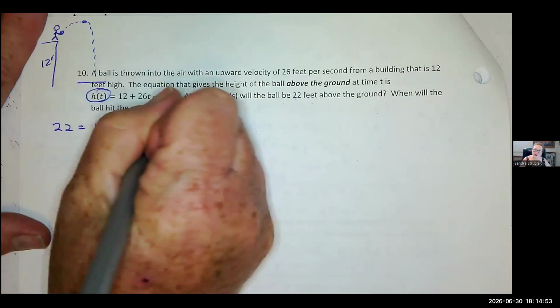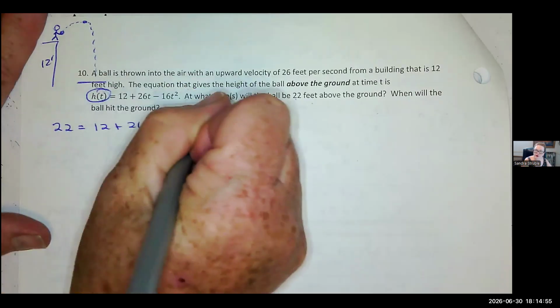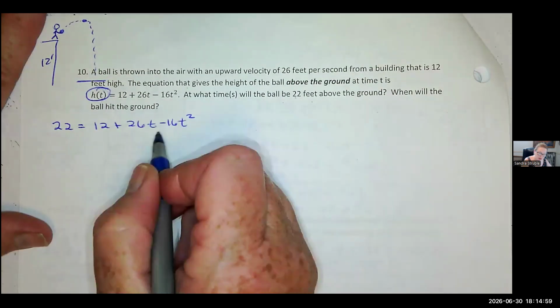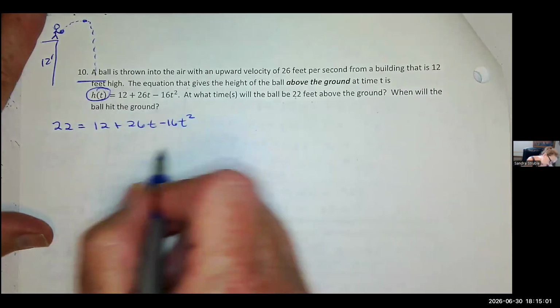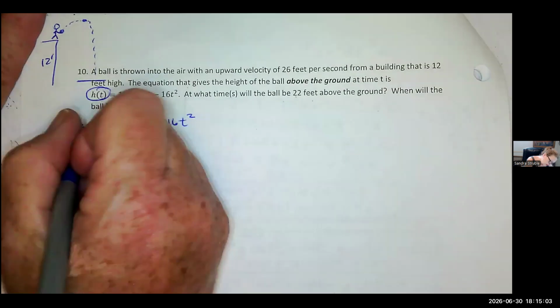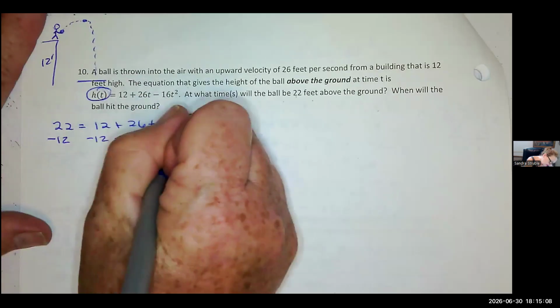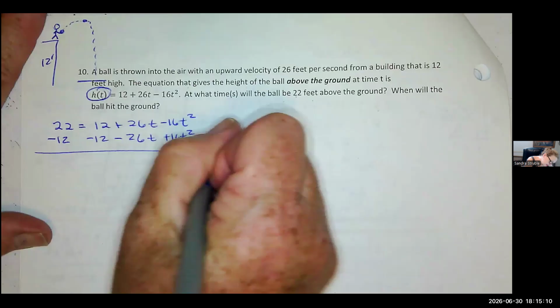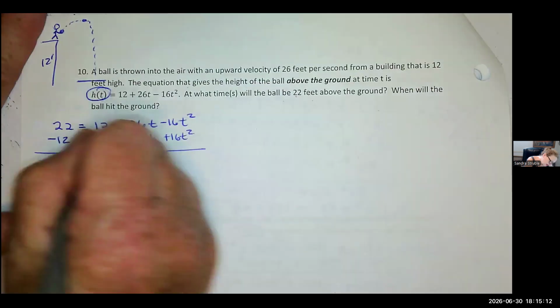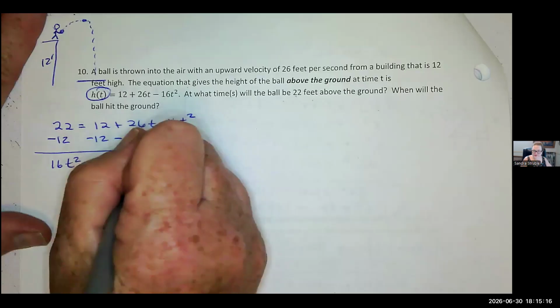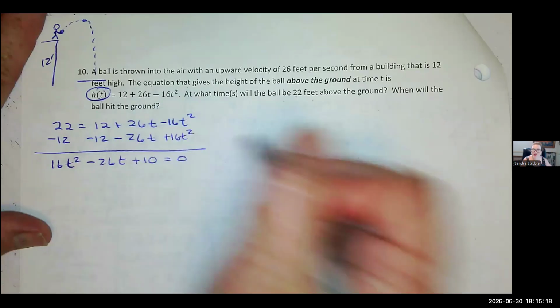And these are always set up where the squared variable is negative. You're going to have to move all that over to the other side. So we're going to subtract 12, subtract 26t, and we're going to add 16t squared to both sides. So 16t squared minus 26t, 22 minus 12 is plus 10, and set that equal to 0. We're going to solve for t.